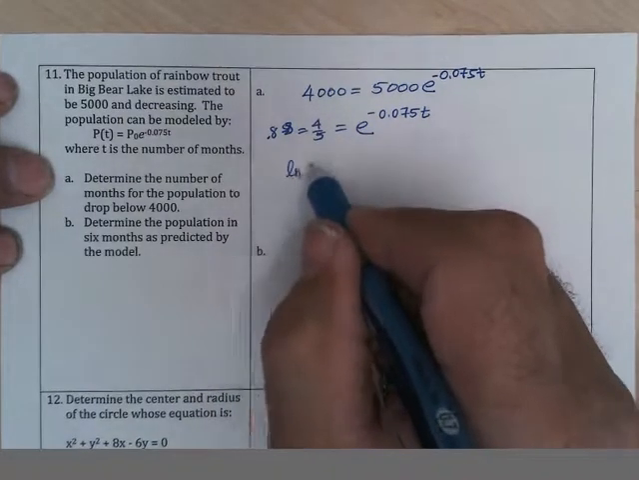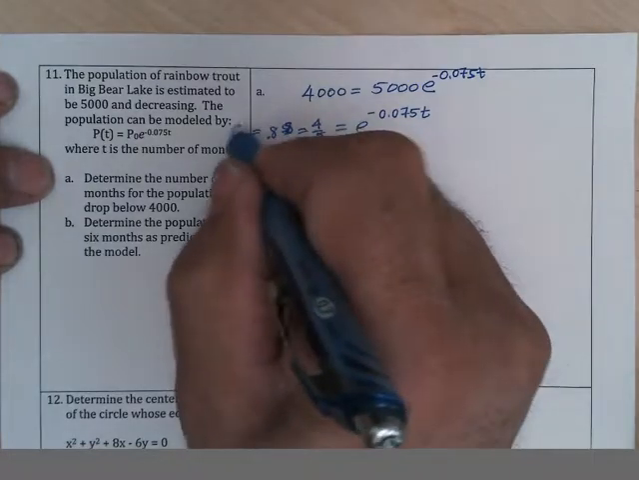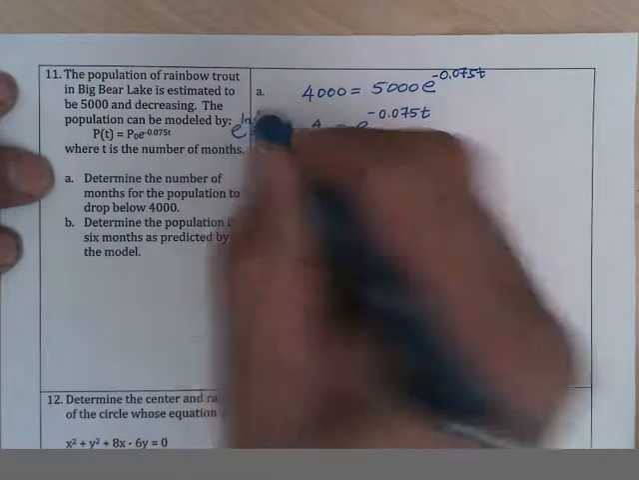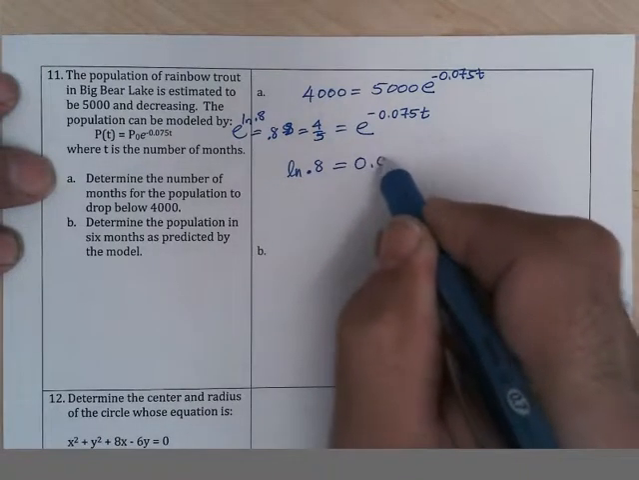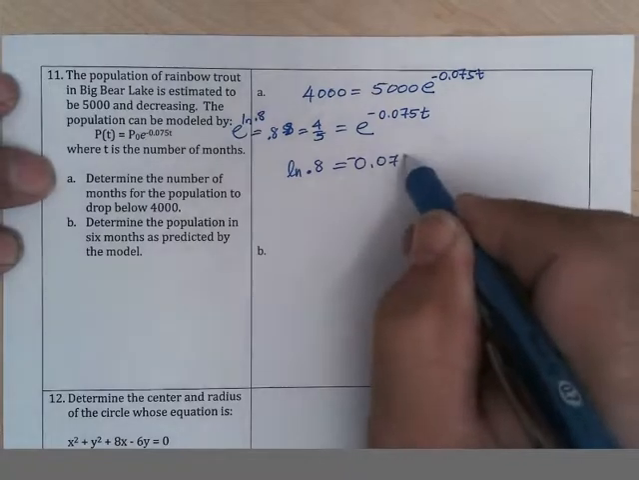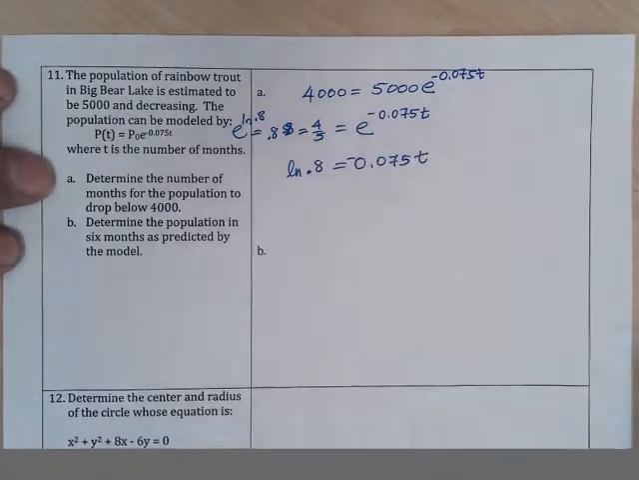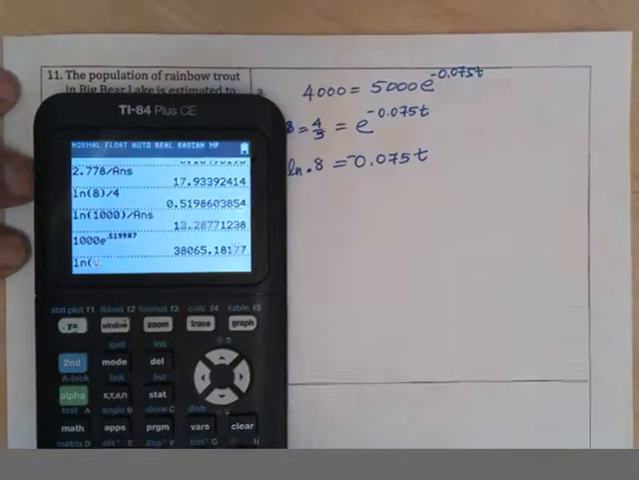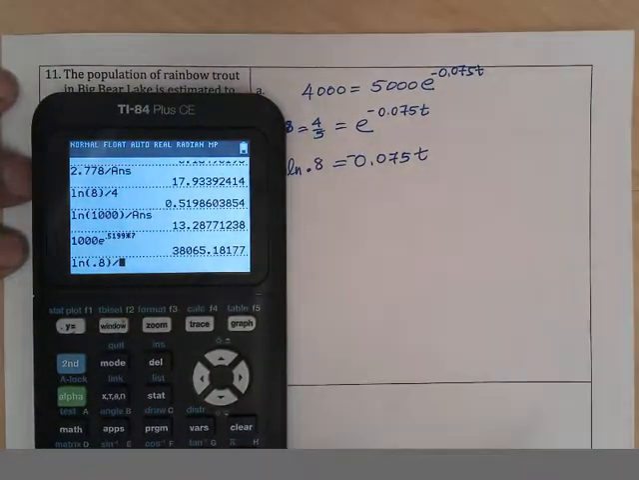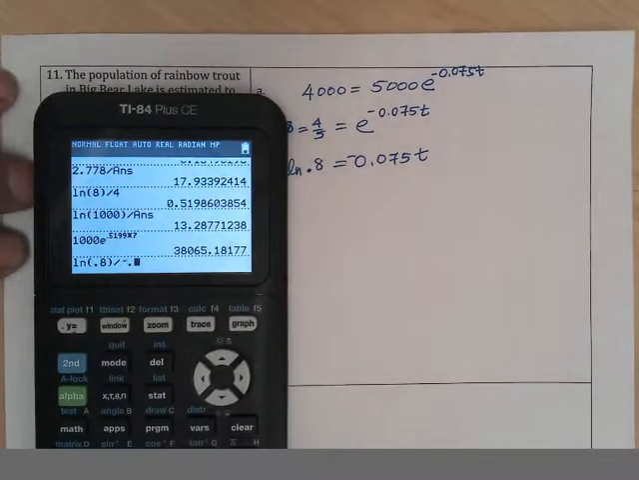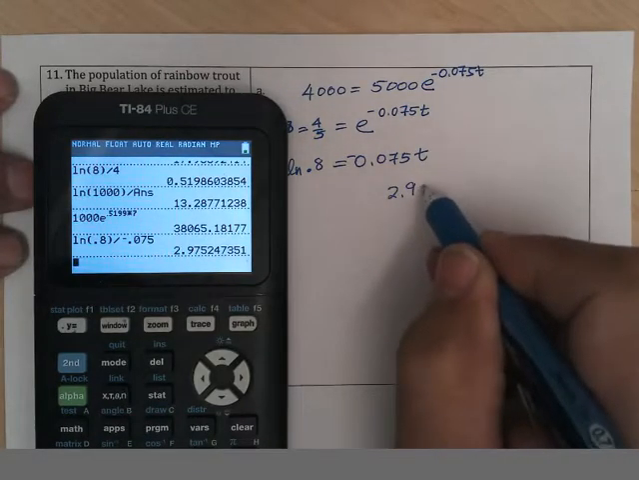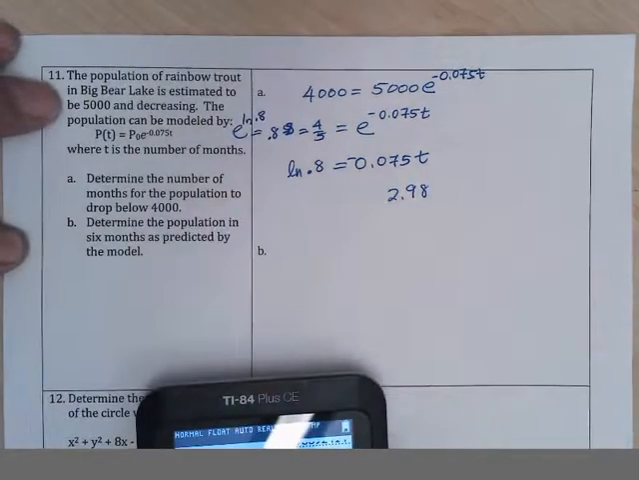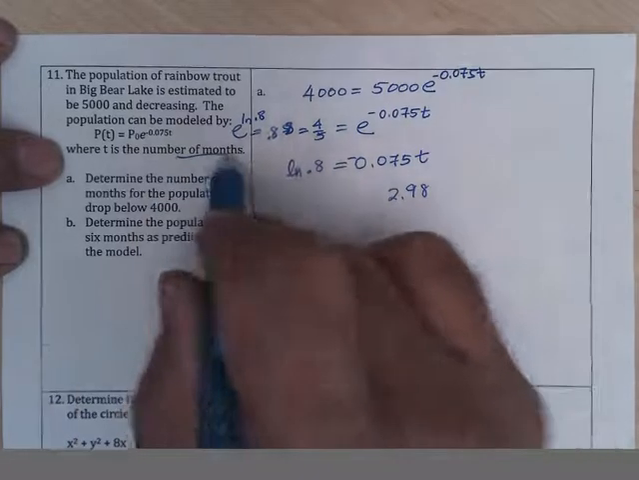If I write this in base e, it's e to the ln 0.8. So ln 0.8 has to equal negative 0.075t. So I divide ln 0.8 by negative 0.075, and I get 2.98 months.